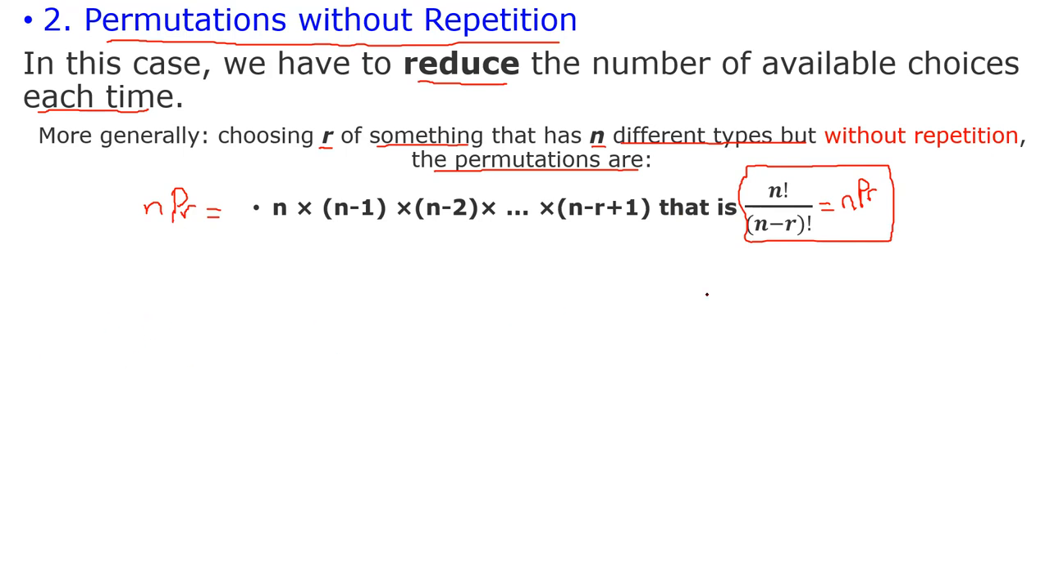When it can it n to the power r, here is n factorial over n minus r factorial. We can find this on the calculator.